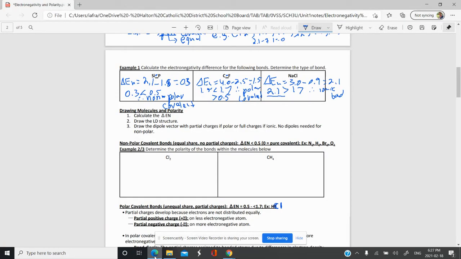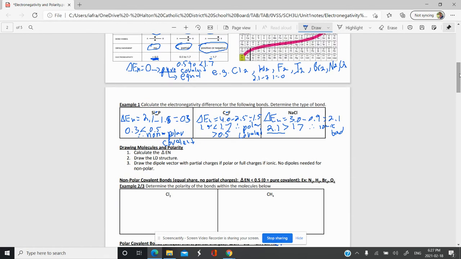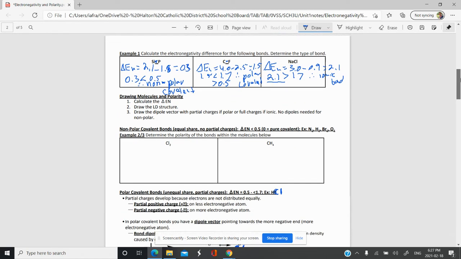In this video, we're going to take a look at calculating the electronegativity of bonds within a molecule. In the previous video, we saw how to calculate the electronegativity of a bond. So if I gave you a bond between Si and P, just what is that electronegativity going to be? But let's go ahead and draw some molecules and calculate the electronegativity of all the bonds within that molecule.